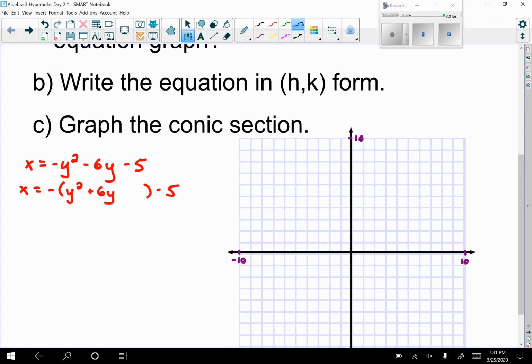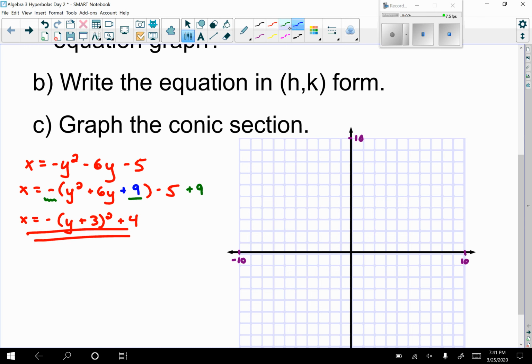So what we're going to add in here, half of 6 is 3, 3 squared is 9. But I didn't really just add a 9 here. If you take a look, this is a 9, but I need to multiply it by this -1 that's out in front. So I really subtracted a 9 from this side of the equation, which means I want to add a 9. So now we're going to say x equals the opposite. This quantity now becomes, this will factor into a y plus 3 squared. -5 plus 9 will give us a plus 4. So this is the HK form.